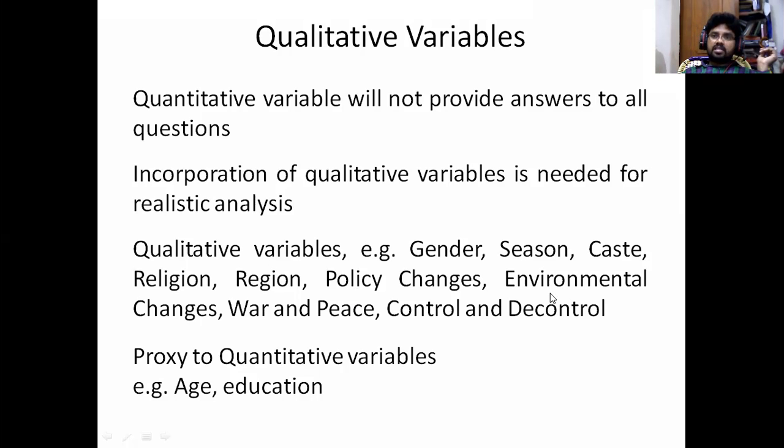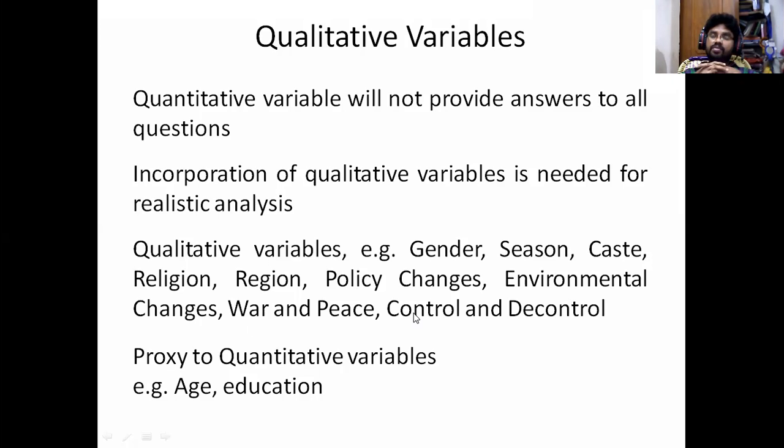And environmental changes. For example, if you take before lockdown, after lockdown, or some environmental changes, and war also. For example, if you take India, 1948 and 56, some other wars, and peace, control and decontrol. For example, if you take controls, what is absent and presence?